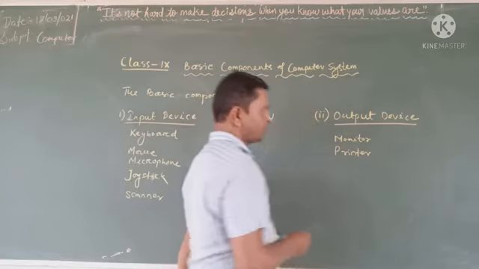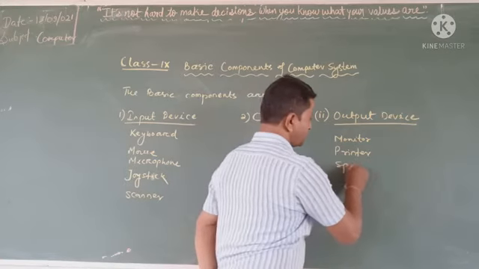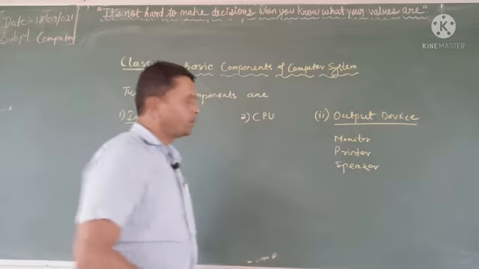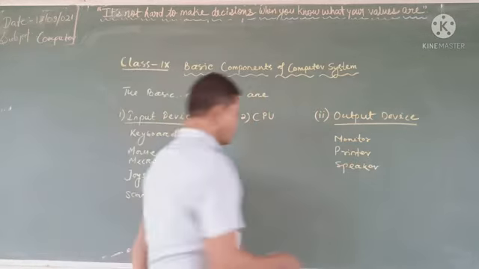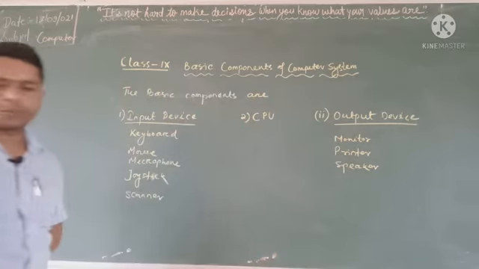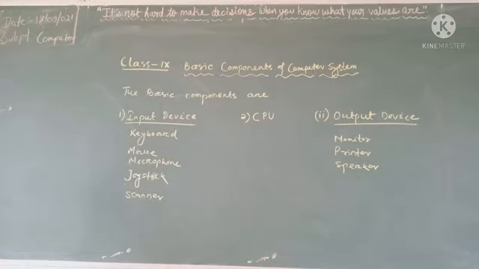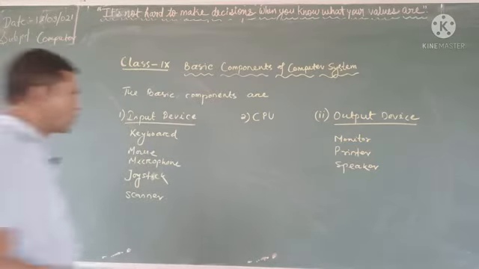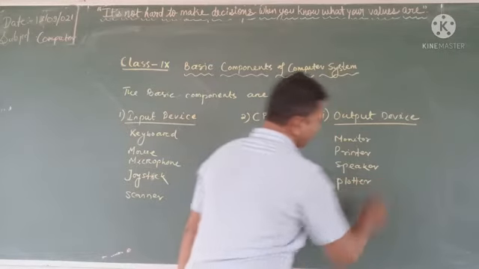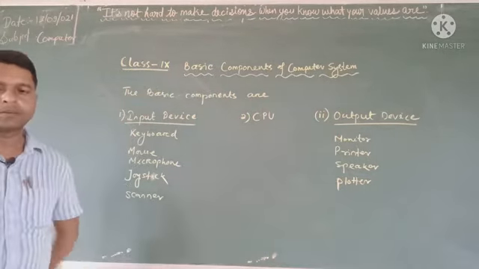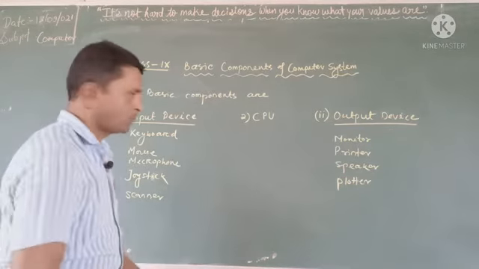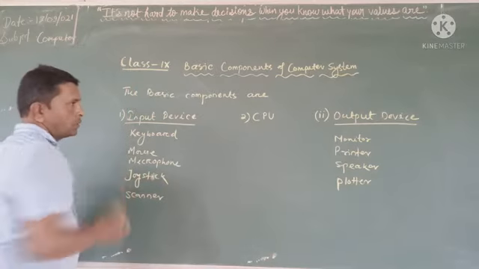printer, speaker, these are the output devices, okay. Plotter. But what goes on in the CPU, I will explain next.